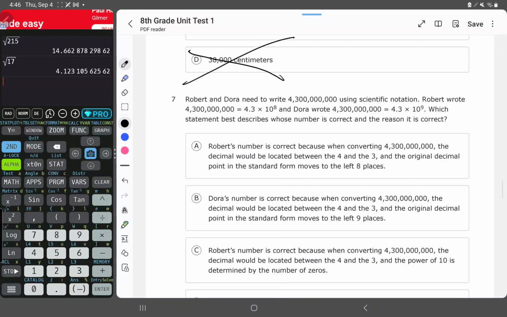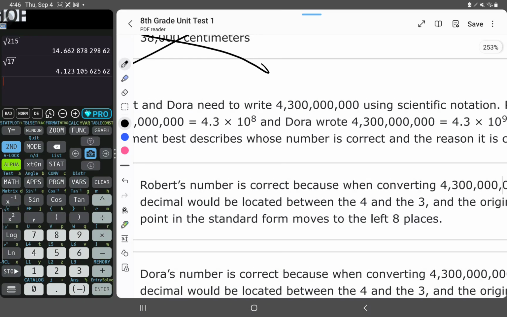The next one said Robert and Dora need to write 4 billion, 3 million using scientific notation. Robert wrote it like that, and Dora wrote it like that. Which one is correct? So I'm going to go ahead and just turn this into scientific notation myself. So I'm going to rewrite the number.